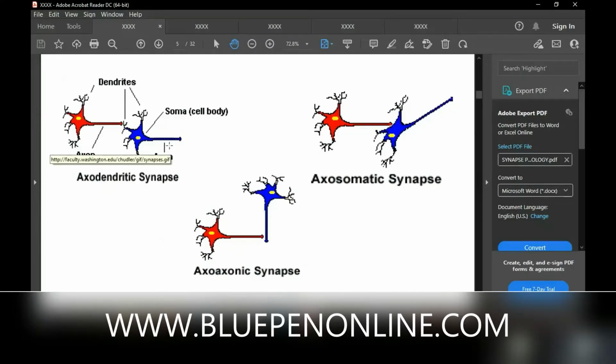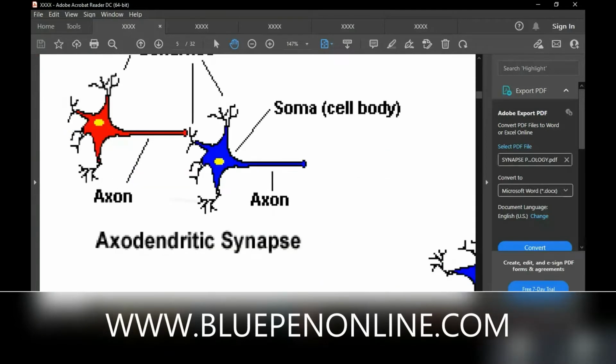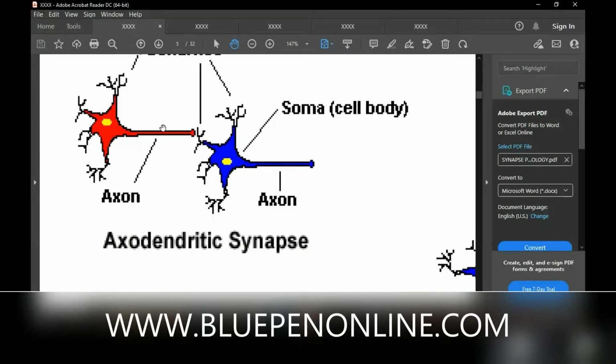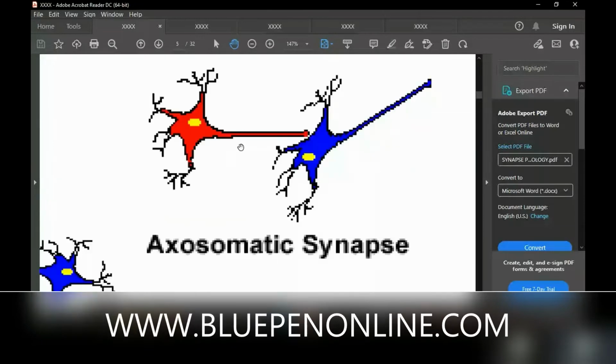Yeah, here it is. The first one is the axodendritic synapse, this one. I hope you can see that. Attached to dendrites, the axon of the presynaptic neuron and the dendrite of the postsynaptic neuron form the axodendritic synapse. Now, when it comes to the axosomatic synapse, the axon of the presynaptic neuron communicates directly with the soma, or the cell body, of the postsynaptic neuron.